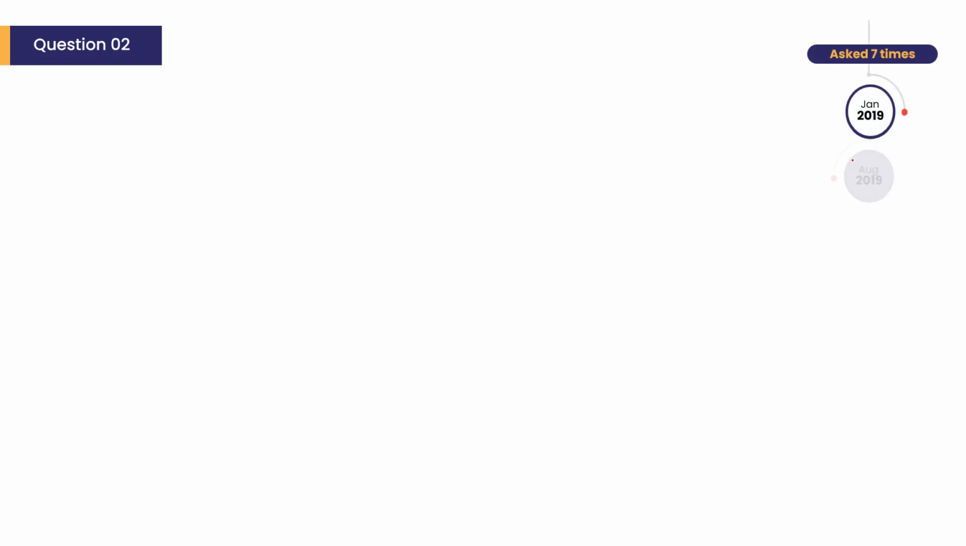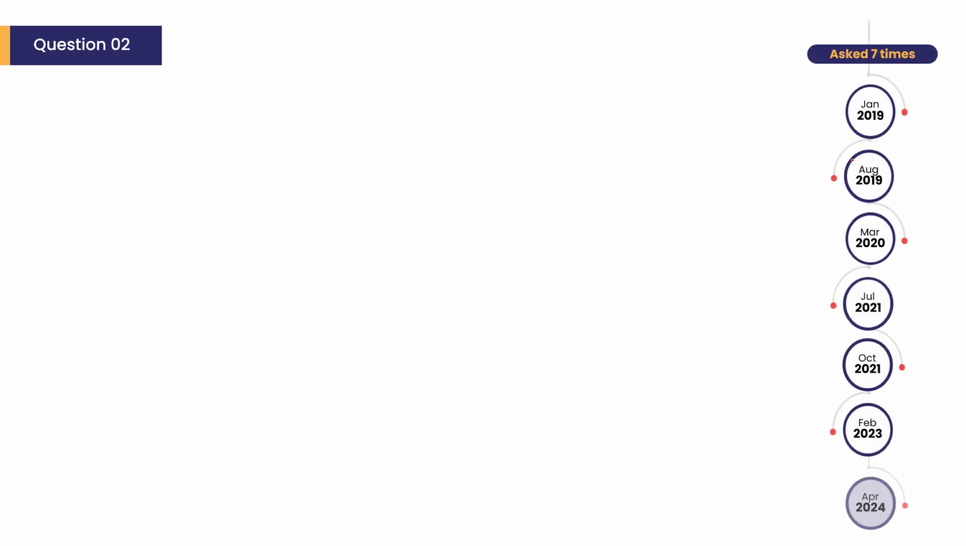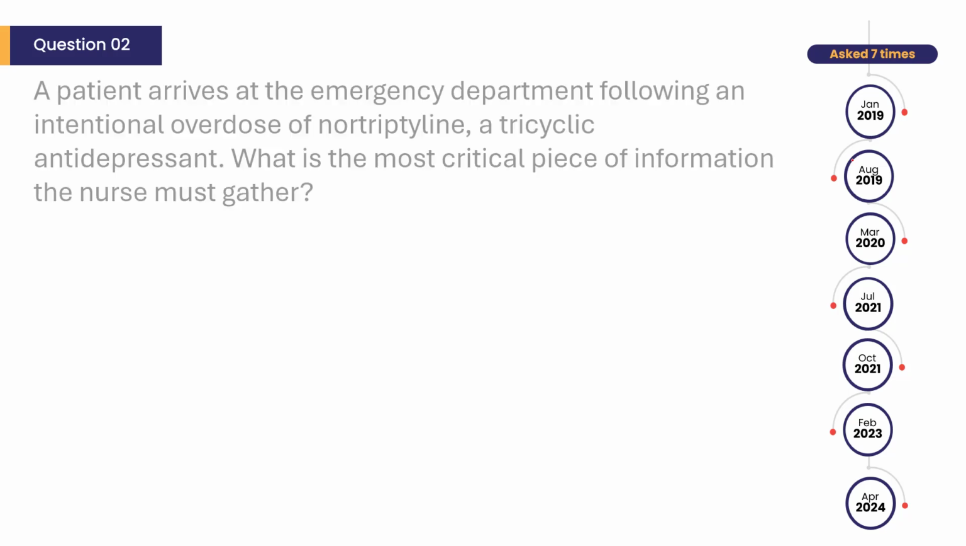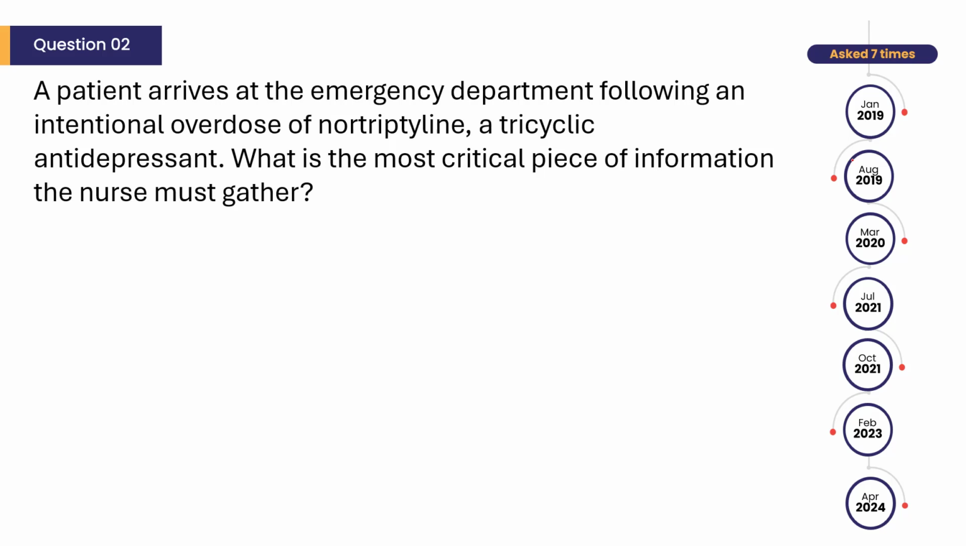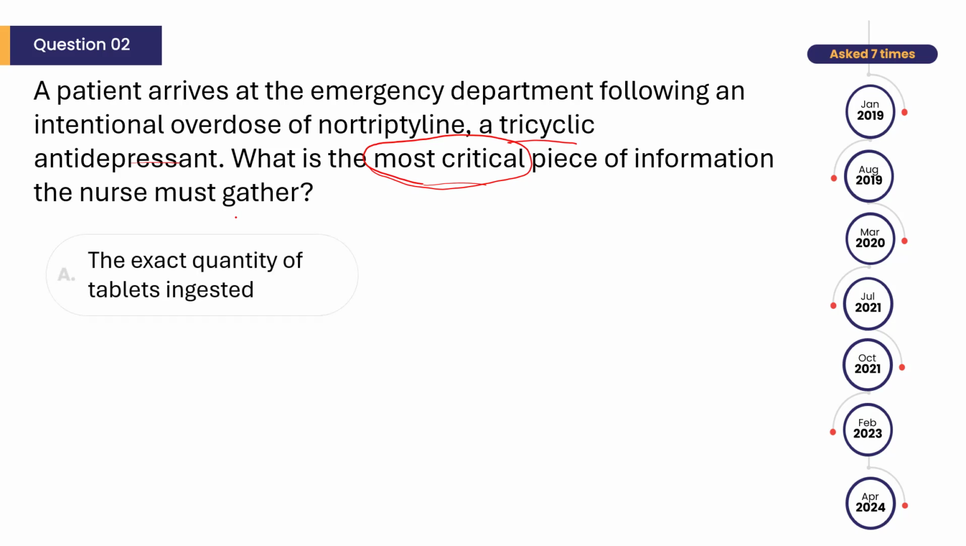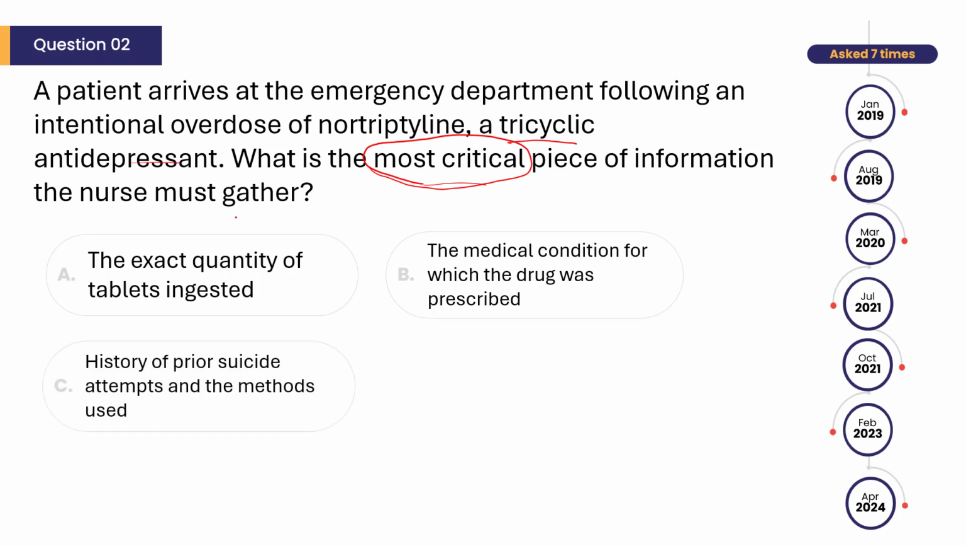This Nortriptyline overdose-related question has been asked 7 times in the last 5 years, making it highly probable for the exam. A patient arrives at the emergency department following an intentional overdose of Nortriptyline, a tricyclic antidepressant. What is the most critical piece of information the nurse must gather? A. The exact quantity of tablets ingested. B. The medical condition for which the drug was prescribed. C. History of prior suicide attempts and the methods used. D. Events and emotional triggers leading to the overdose.